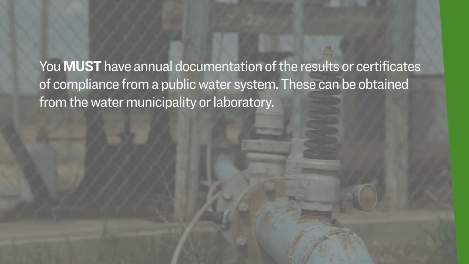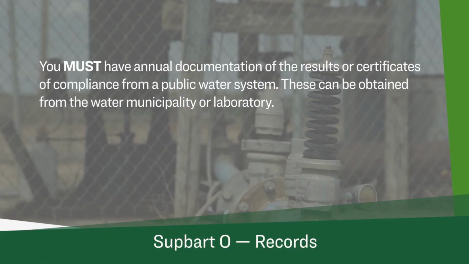The 7th agricultural water record is specific to those farms using a public water system as a water source. It is required to keep annual documentation of the results or certificates of compliance from a public water system. These can be obtained from the water municipality or by the lab who conducted the testing. The name and location of the farm may need to be added to this record if it is not included, so you are meeting all requirements listed under Subpart O, Record Keeping.